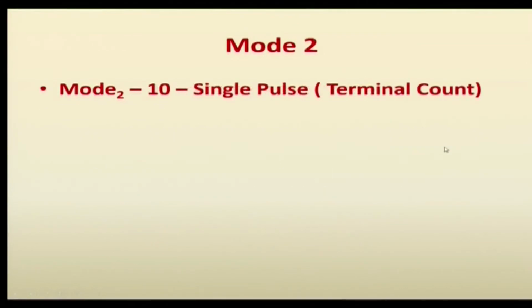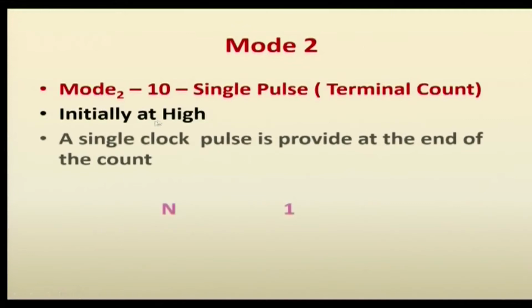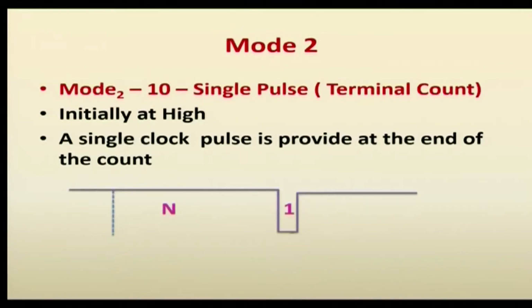Another one is mode 2. Mode 2 is activated by writing the value 1 0. This is called a single pulse terminal counter. Terminal count means that at the end of the count it will give one low pulse. Initially the value is high, then the complete count value will be decreased. At the end of the count, a small pulse will appear.